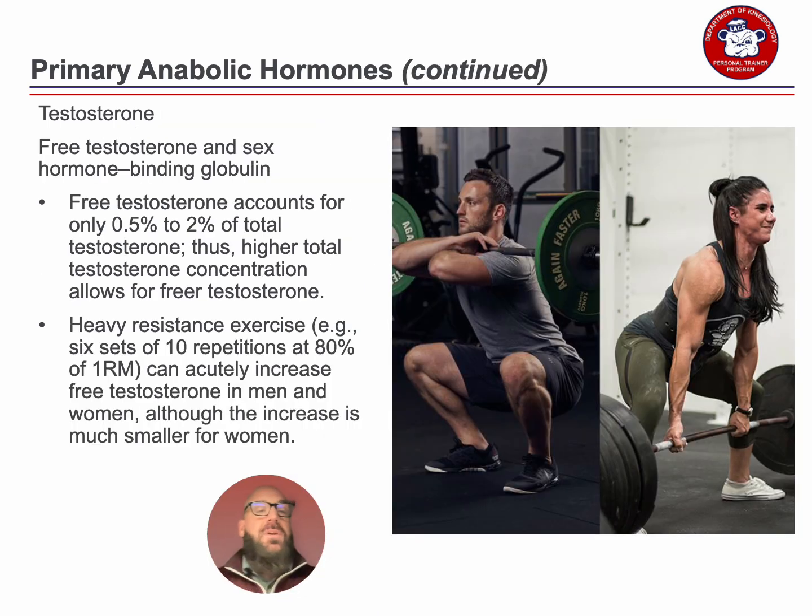Continuing on with testosterone here. So generally, free testosterone versus sex hormone binding globulin. Free test accounts for about 0.5% to 2% of total testosterone, and that was what we were talking about earlier. That free testosterone is available to be used. Thus, higher total testosterone concentrations allows for more freer testosterone. So anything we can do to increase our testosterone, which is going to be lifting heavy weights, is going to allow for greater amounts of free testosterone.